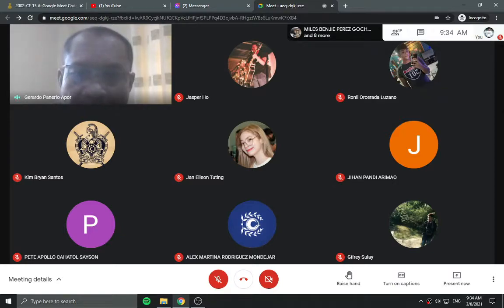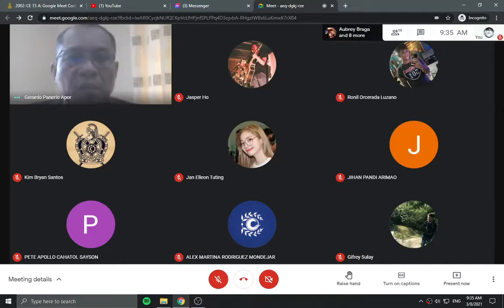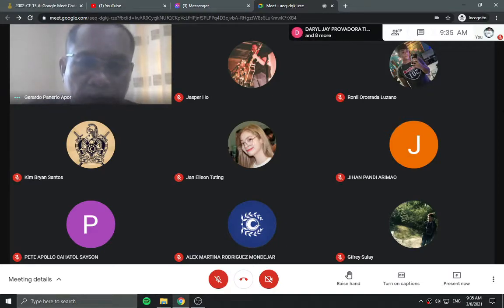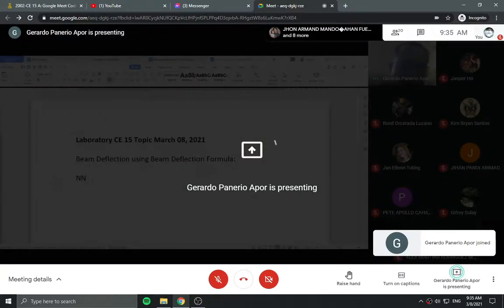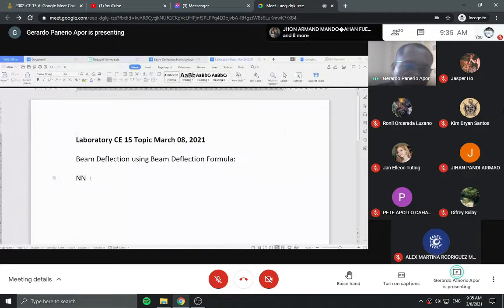So it will look like this. I will present the window. So this is our topic for this morning. It says here beam deflection using beam deflection formula. That means that we are going to use the table.